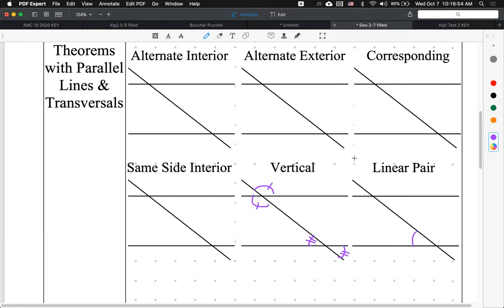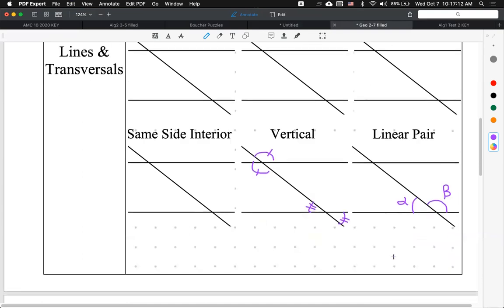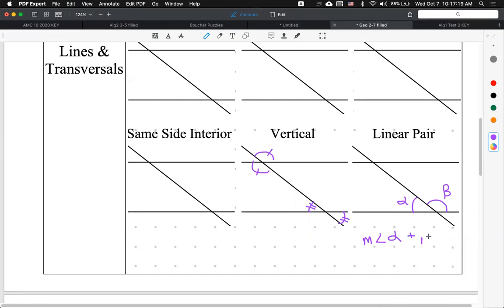Linear pair, we can say that if I call this angle, should I use my Greek letters? Sometimes they just use X and Y, but we'll be fancy. We'll say aleph, and I'll use beta. I have to be very formal about this because I can't just say aleph plus beta. That refers to the angle. It doesn't refer to the measure of the angle. So I'll say the measure of angle aleph plus the measure of angle beta is 180. Another way of saying that is aleph and beta are supplementary.